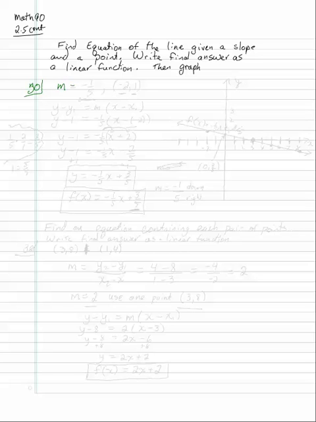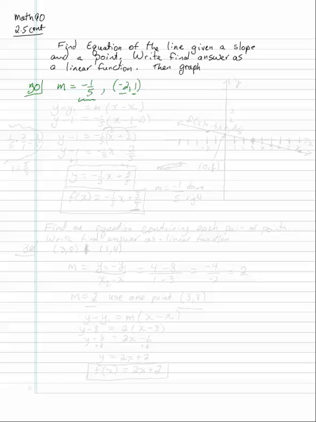So our slope is negative 1/5 and the point is (-2, 1). Now there's actually two ways that you can find the equation of the line. You can use slope-intercept form, since that's the way you want your final answer. Plug in what you know: m is negative 1/5, plug in your x, plug in your y, and then solve for b.